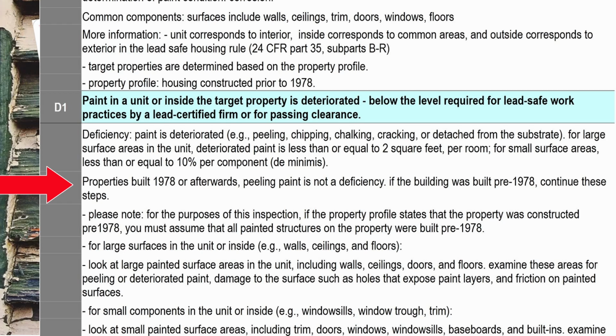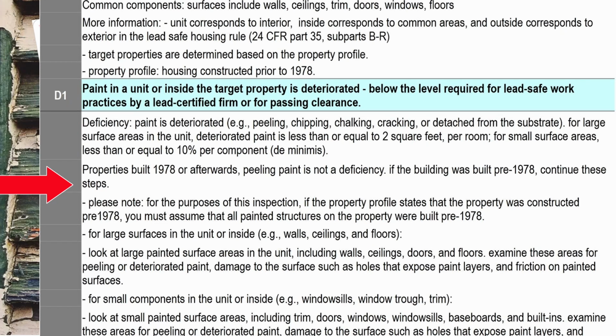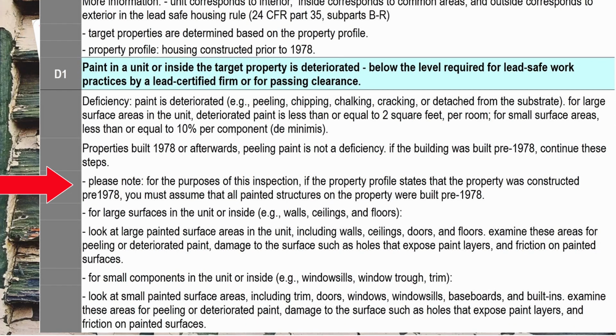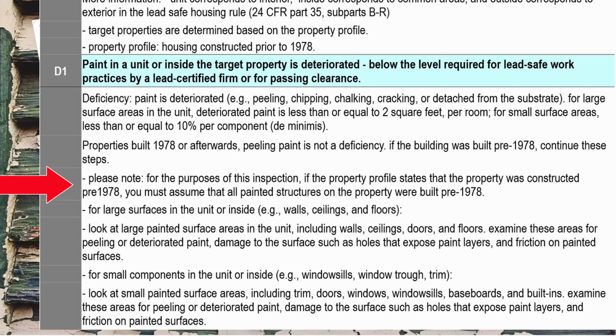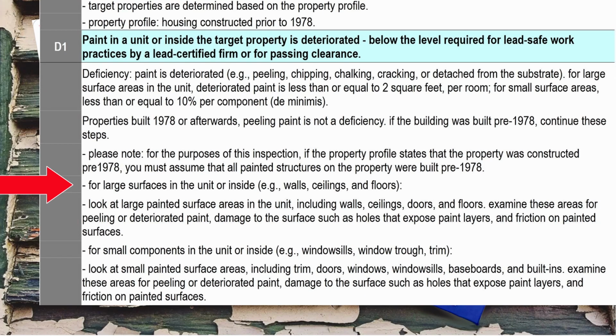If the building was built pre-1978, continue these steps. Please note, for purposes of this inspection, if the property profile states that the property was constructed pre-1978, you must assume that all painted structures on the property were built pre-1978. For large surfaces in the unit or inside, e.g., that would mean walls, ceilings, floors, look at painted surface areas in the units, including walls, ceilings, doors, and floors.